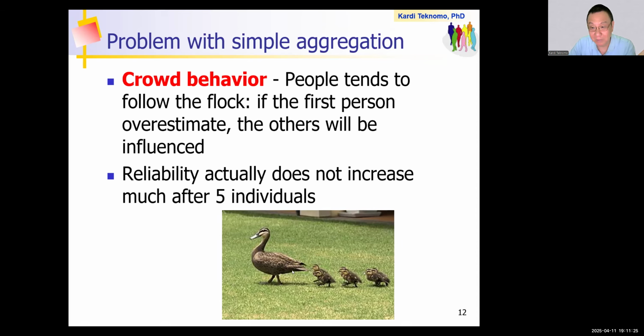People tend to follow the flock, similar to a duckling following the mother duck. So if the first person overestimates, then the others will get influenced. In fact, reliability does not increase much after 5 individuals. I will give you an example so that you can see how we compute the reliability. Reliability is the inverse of standard deviation.